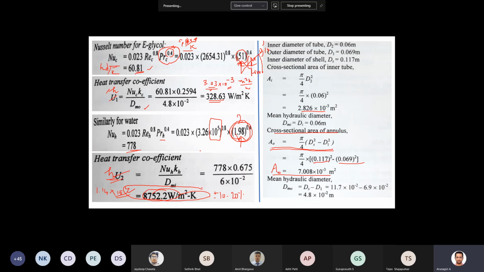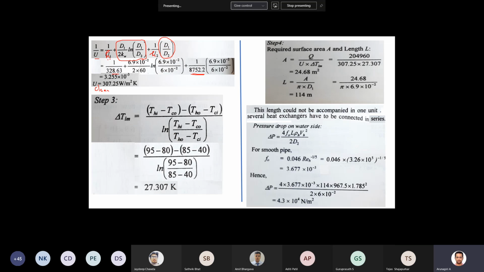Okay, because this is lower resistance, correct? This is higher resistance. So the higher resistance will dominate the heat transfer. So this is the way to select the controlling film resistance. Here the ethylene glycol heat transfer coefficient is the one which controls the heat transfer. So we can calculate the overall heat transfer coefficient based on the ethylene glycol side heat transfer coefficient. The same thing is being carried out here.